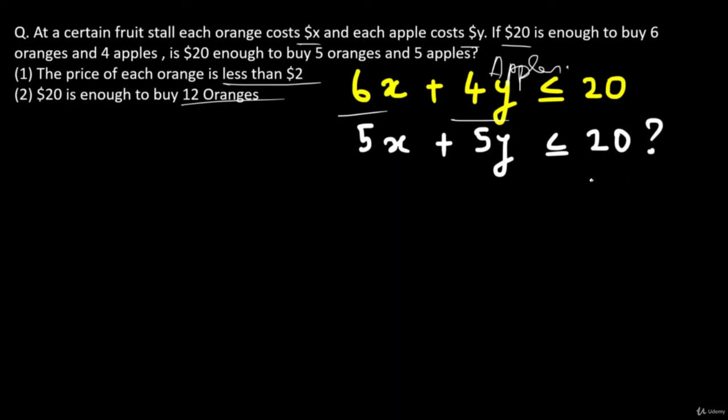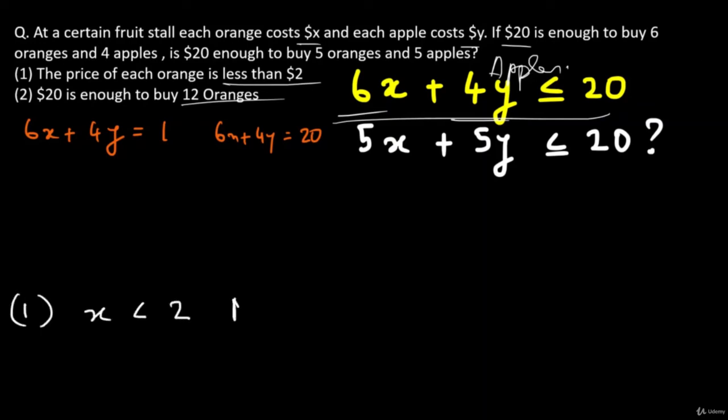That's the question, right? Now, this question actually is a sitter. It gives us very little information. Let's try to analyze it. Now, 6x plus 4y is less than or equal to 20. In this case, 6x plus 4y could be 1, or 6x plus 4y could be equal to 20 as well. Now statement 1 says the price of each orange is less than 2. Now this is clearly not sufficient. Let's try to understand it.